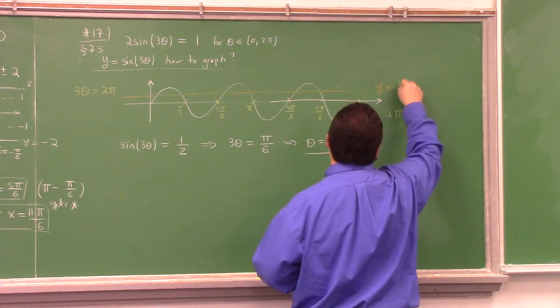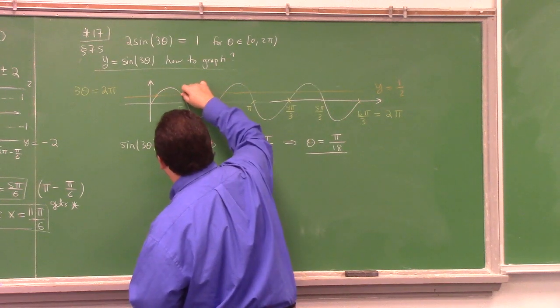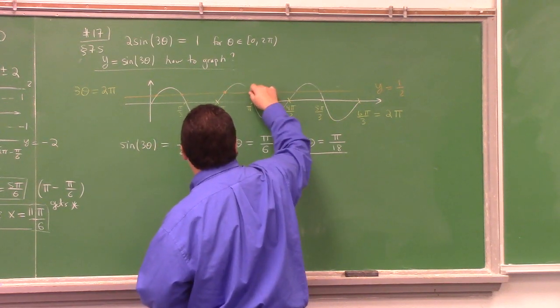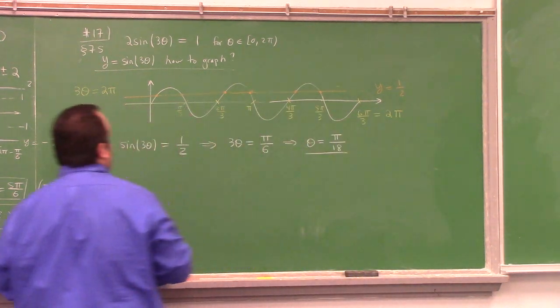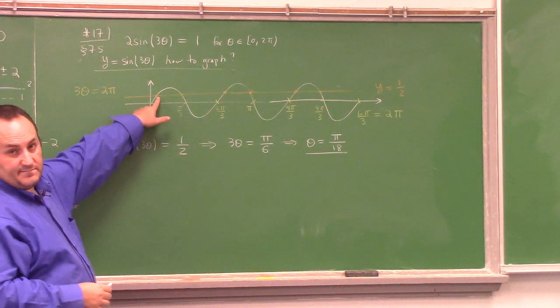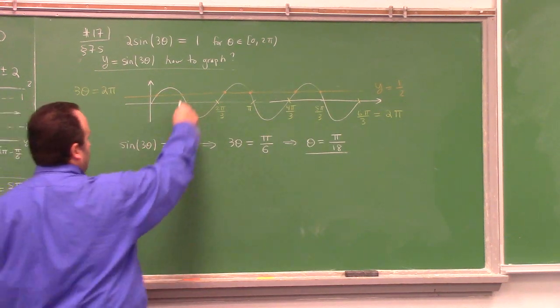There's y equals a half. So we're looking for these points of intersection. Those are the places where we solve this equation, right? And so I think we just found the first one, right? So pi over 18. What's the next one?